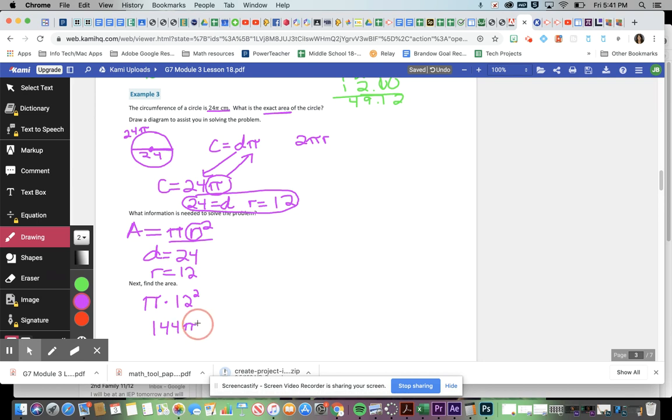Because if you remember, and centimeters squared. If you remember this pi, if we use 3.14, that's not actually pi. Pi is a really long number. That's approximately 3.14, but it continues on. So in order for us to get the exact area, we have to leave that pi symbol on there.